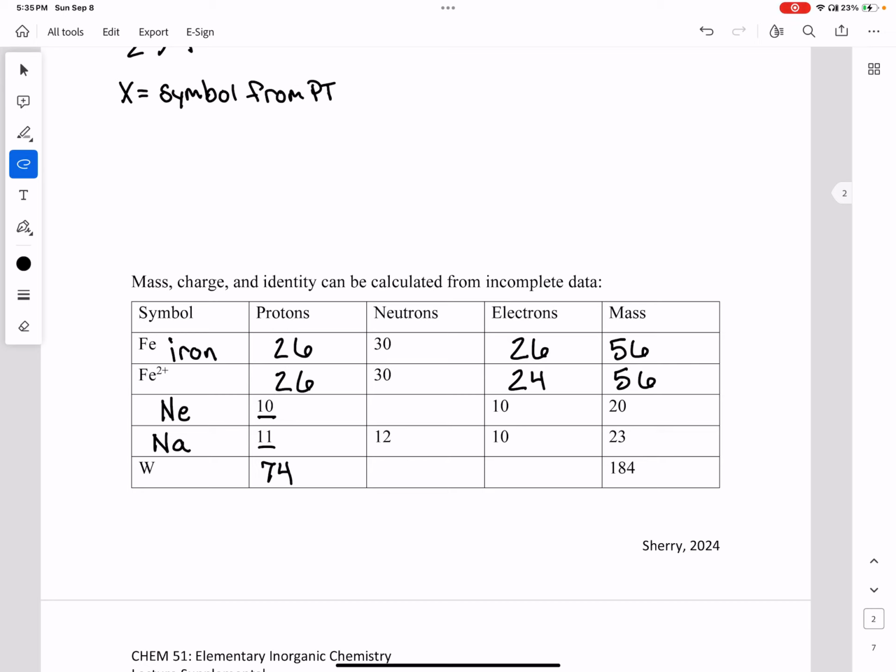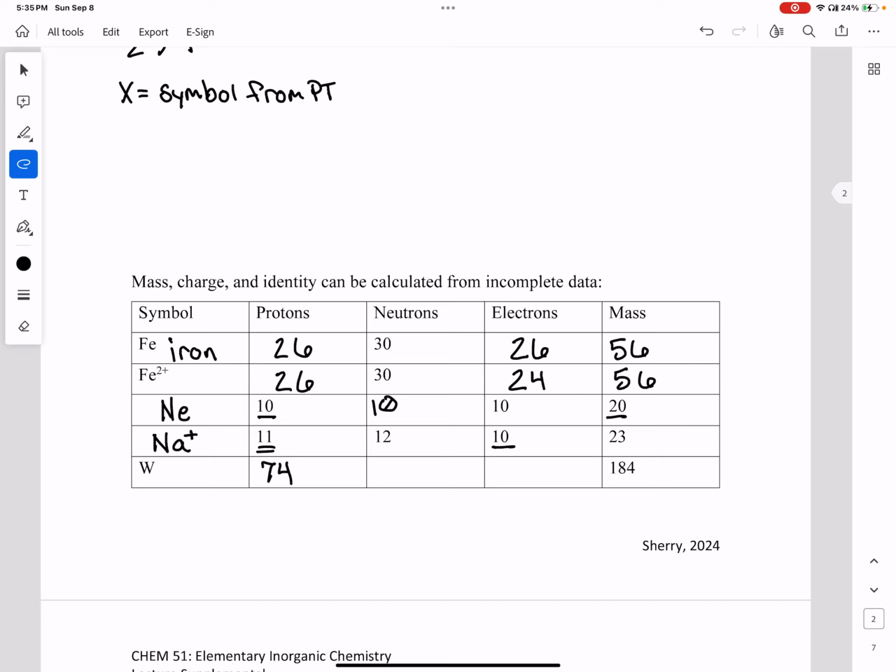In the third line with neon, I'm given the mass of 20. So if I have 10 protons, that means I must have 10 neutrons as well. What I'm going to notice for sodium is that there's actually an imbalance. I only have 10 electrons for every 11 protons, so I actually have to give this symbol a plus charge.